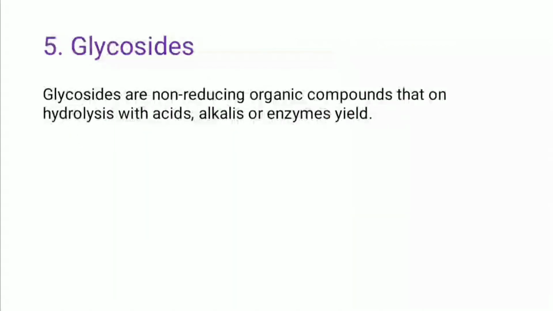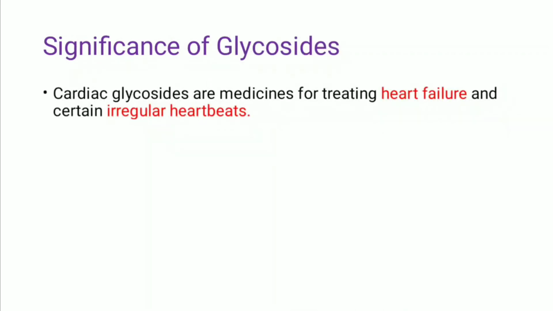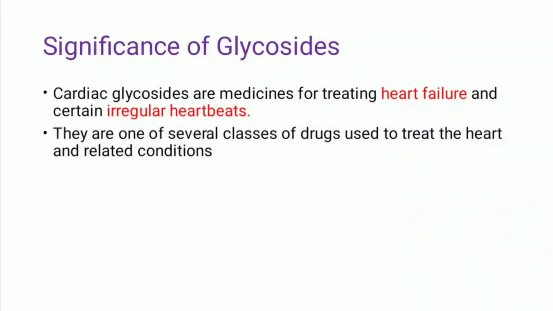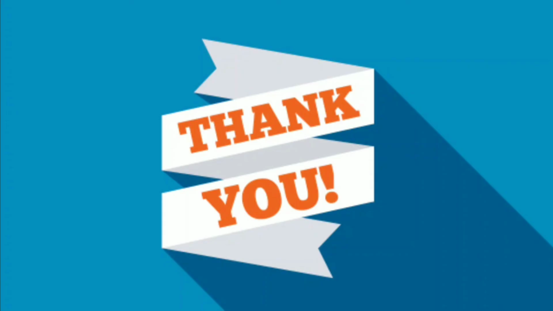And we will see the last derived sugar, that is glycosides. Glycosides are non-reducing organic compounds that on hydrolysis with acid, alkalis or enzymes yield sugars and other products. Significance of glycosides. Cardiac glycosides are medicines for treating heart failure and certain irregular heartbeats. They are one of the several classes of drugs used to treat the heart and related conditions. Thank you.